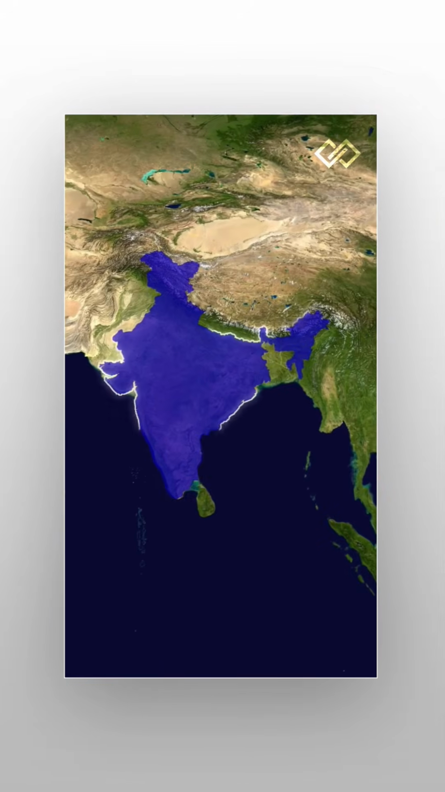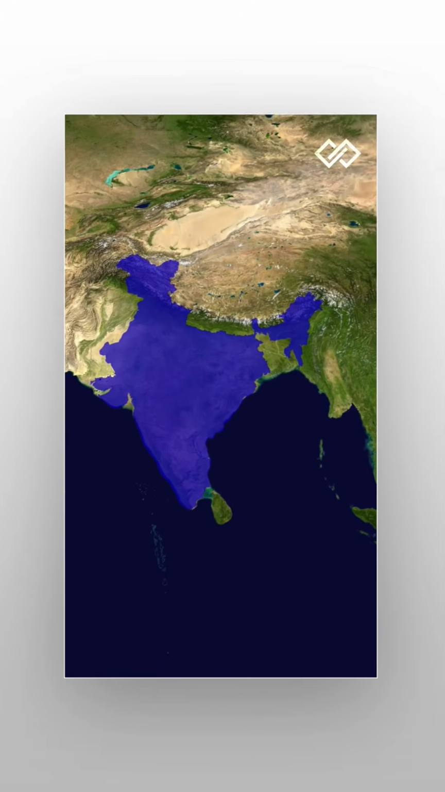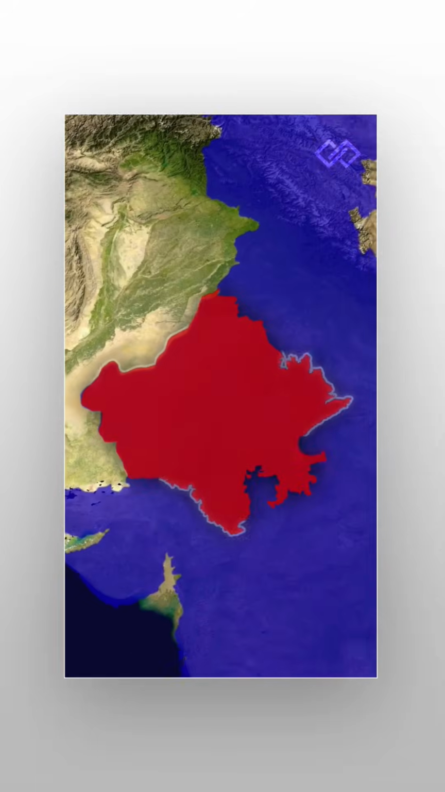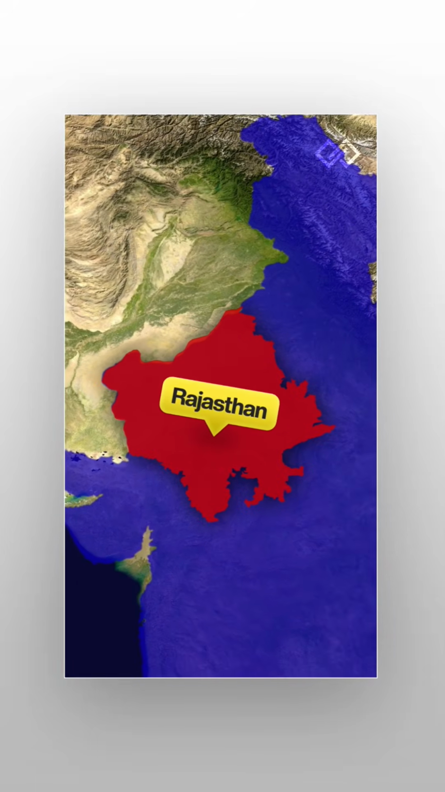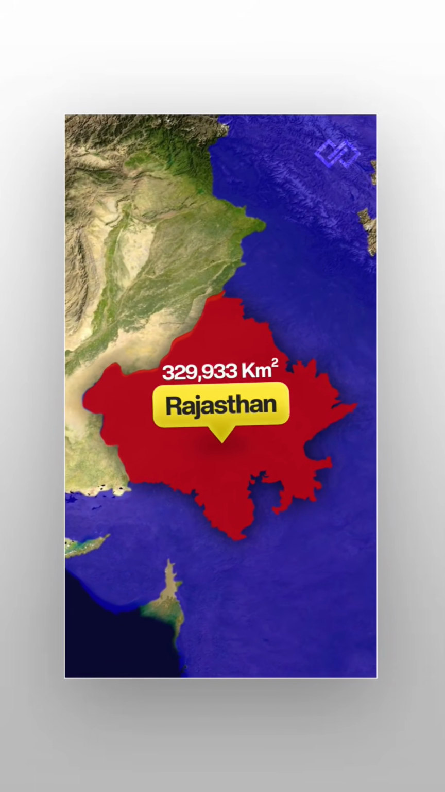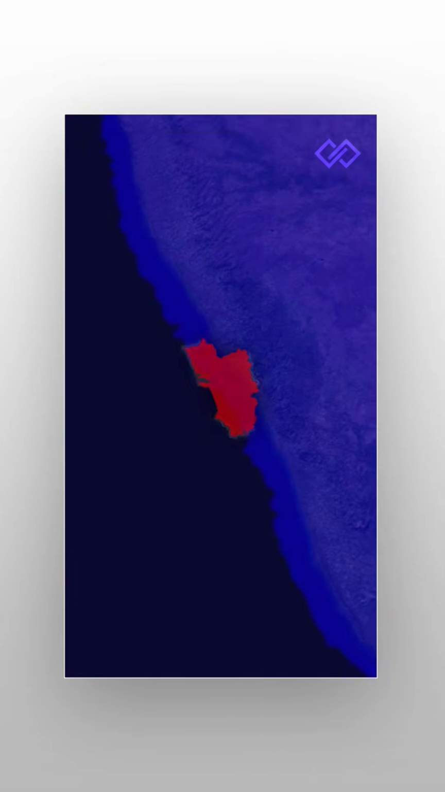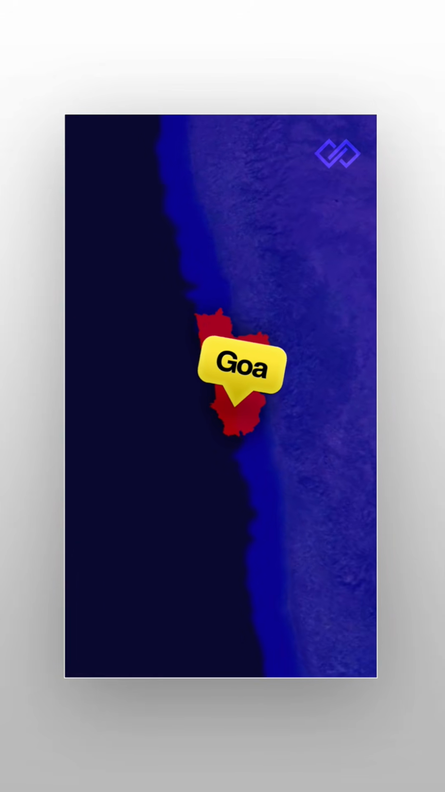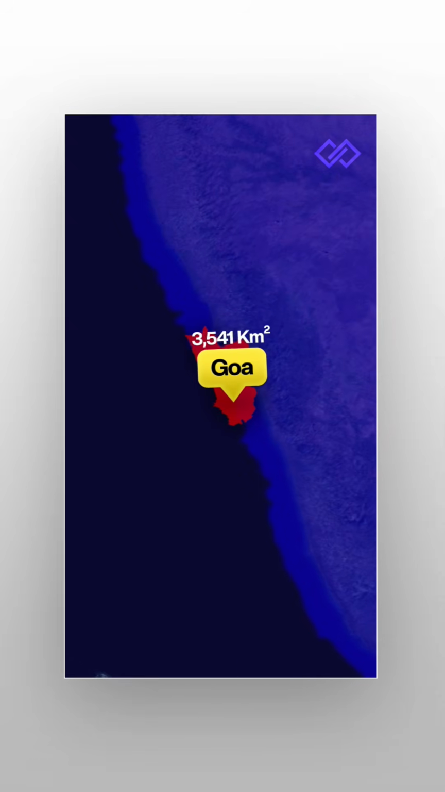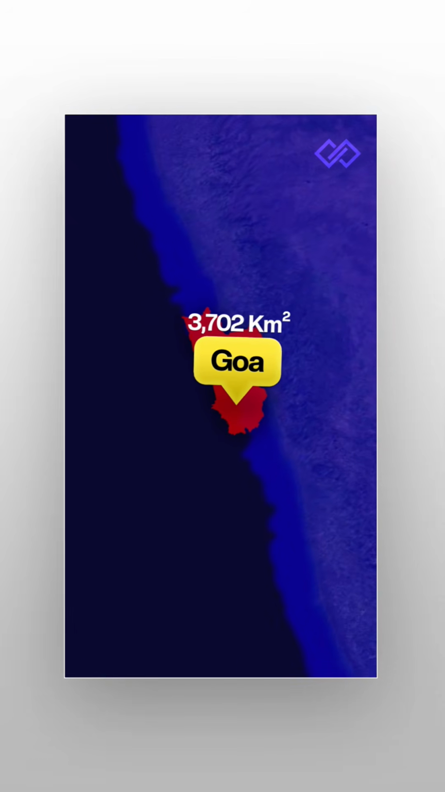This is India. Do you know which is the biggest state in India? So Rajasthan is the biggest state of India, which covers 3,42,239 square kilometers of area. And Goa is the smallest state of India, which covers only 3,702 square kilometers of area.